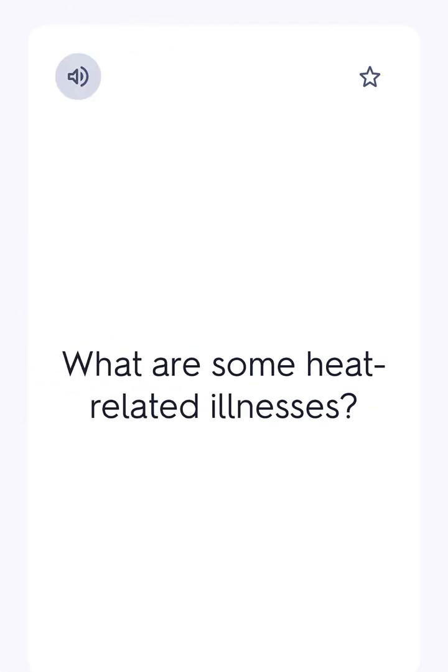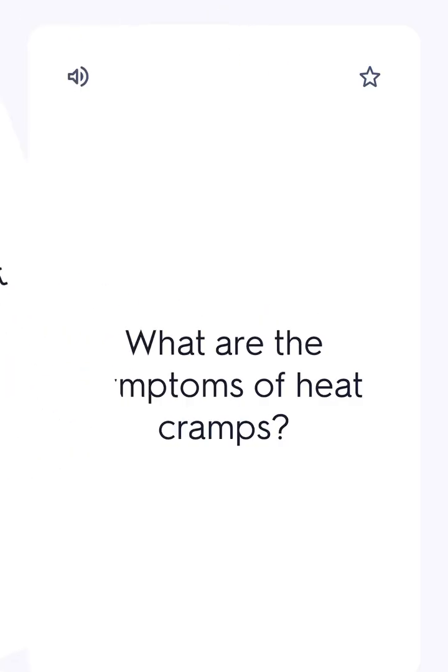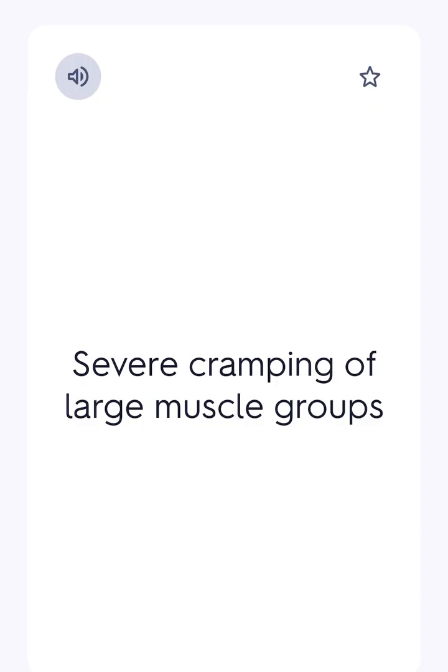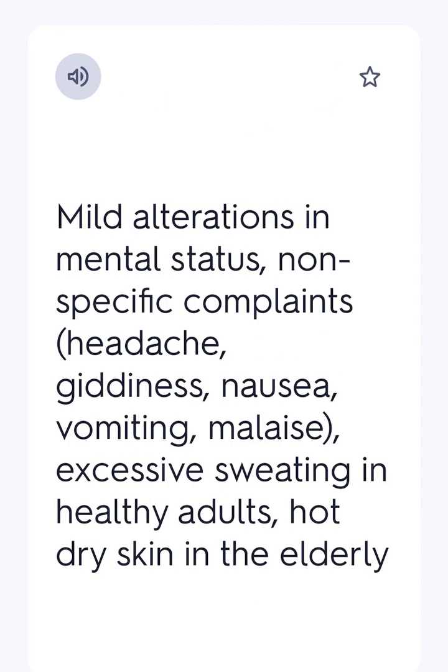What are some heat-related illnesses? Heat syncope, heat cramps, heat exhaustion, heat stroke. What are the symptoms of heat cramps? Severe cramping of large muscle groups. What are the symptoms of heat exhaustion? Mild alterations in mental status, non-specific complaints, excessive sweating in healthy adults, hot dry skin in the elderly.